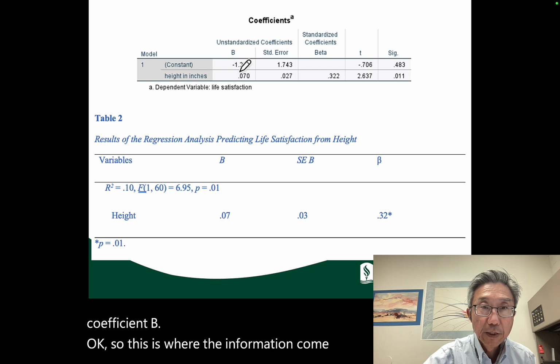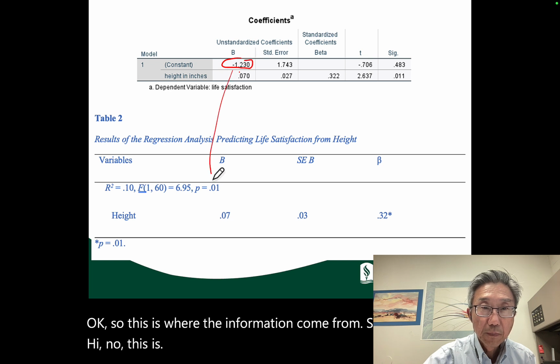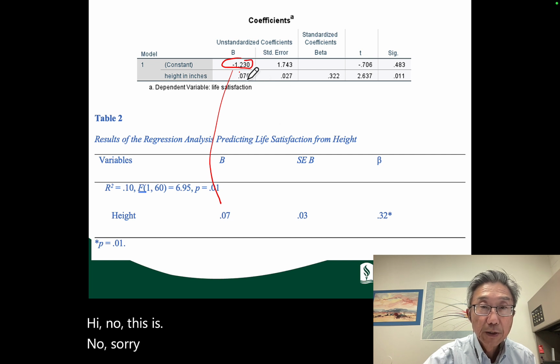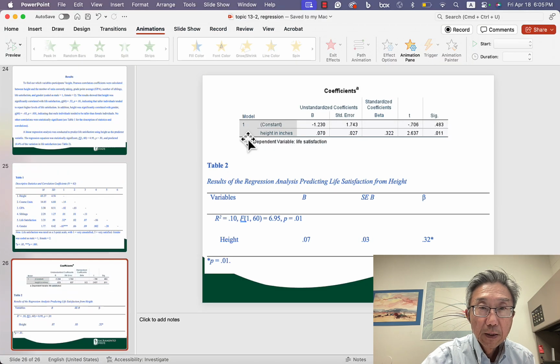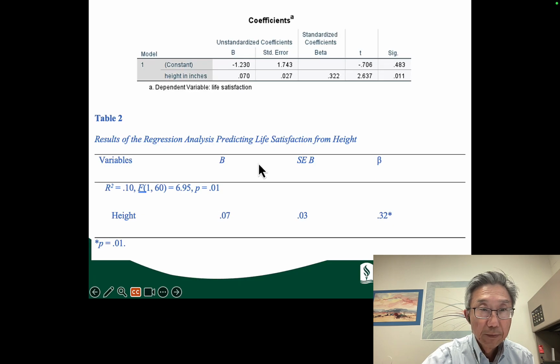So this is height. No, this is B. No, sorry, this is constant. Let me discard and try again.